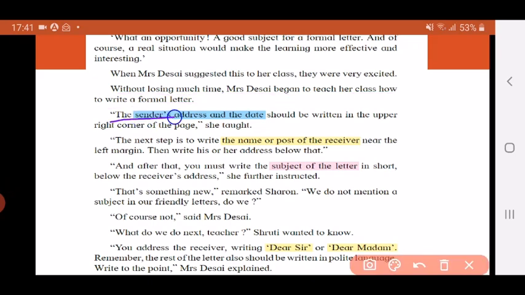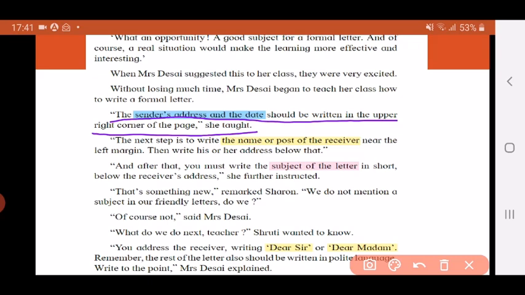The sender's address and the date should be written in the upper right corner of the page, she taught. So first of all, you will take a clean and neat sheet of paper. Now, on the upper right hand side of the paper, you will write sender's name and address. Now the sender is you. In this case, the sender is class 4. So the children will write the sender's name and address on the right hand side.